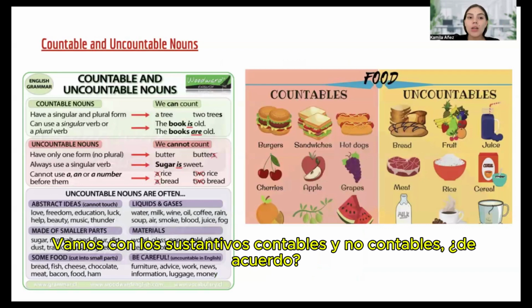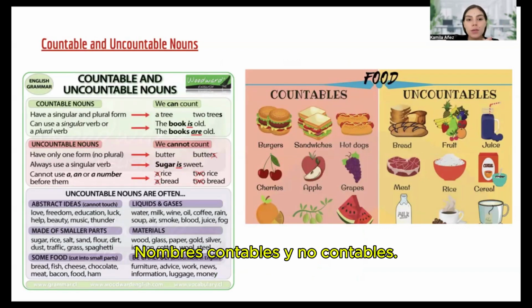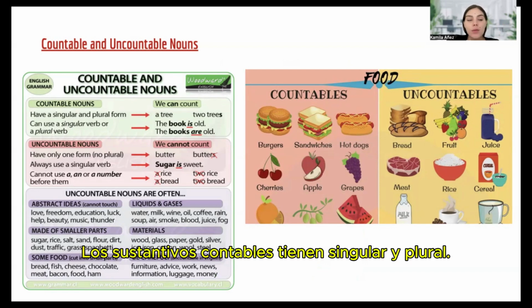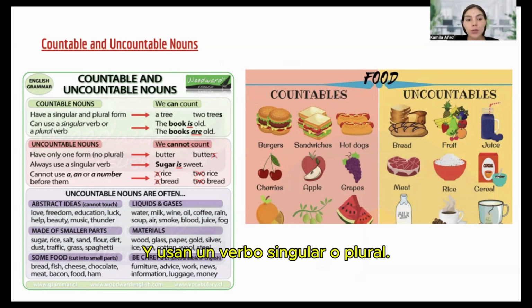Let's go with countable and uncountable nouns. Okay, countable and uncountable nouns. Countable nouns have a singular and plural form and can use a singular verb or plural verb. We can count a tree or two trees. We can count the book or the books. We can count singular and plural.